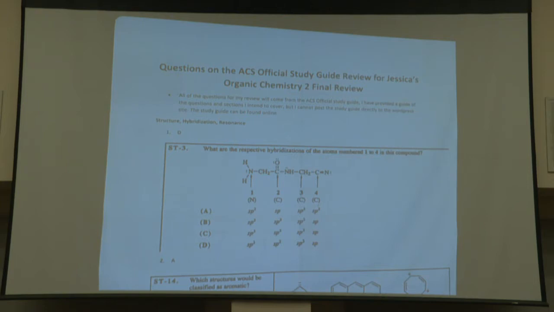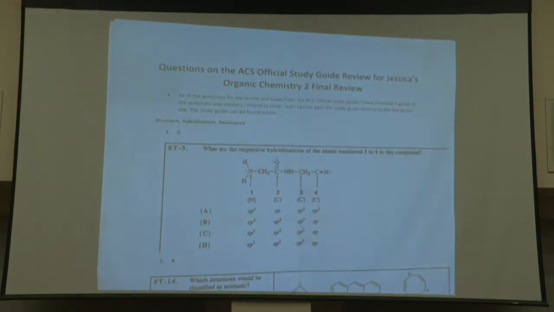So let's get started. I have it separated into different sections from the ACS official study guide. I recommend that you study from this. If you don't have it, get it, definitely. When I took the ACS, it was the most similar thing to the exam ever. So these questions are straight from the official study guide. The first section is nomenclature, but we're not doing that today because I couldn't do all of them, and I felt like you guys know nomenclature. So this one is structure, hybridization, and resonance.